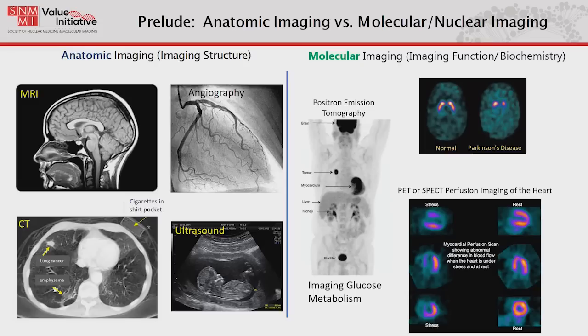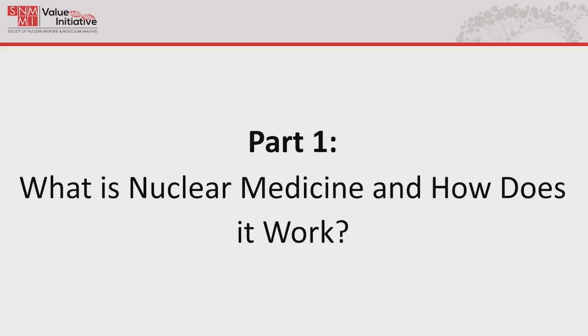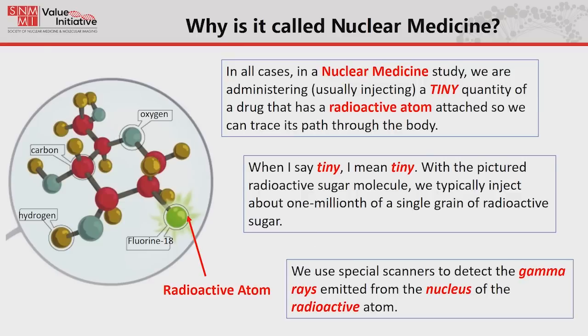These are just examples, but in all of these cases, we're looking at the function, not so much the anatomy, which is a big difference. So, with that out of the way, we're going to get into how nuclear medicine works. So why is it called nuclear medicine? Where does the nuclear come from?